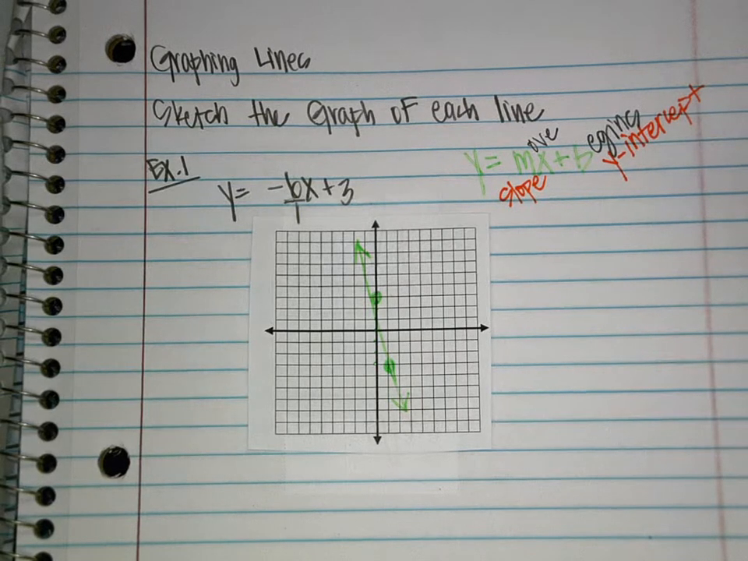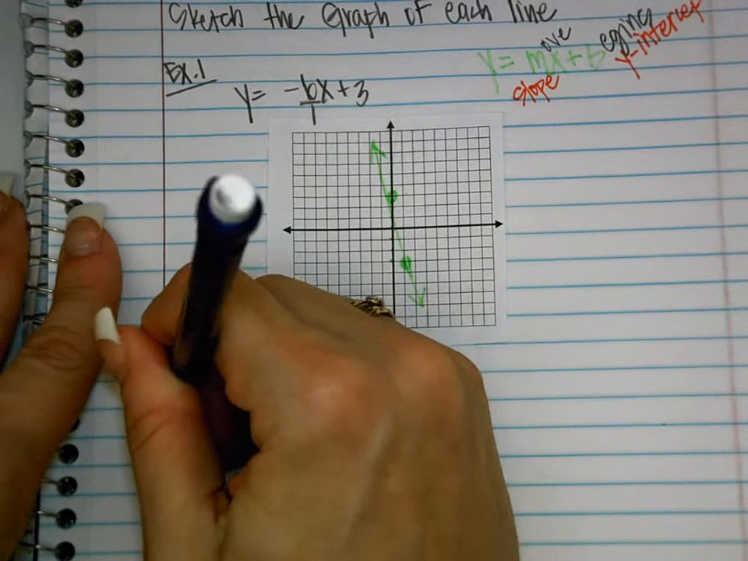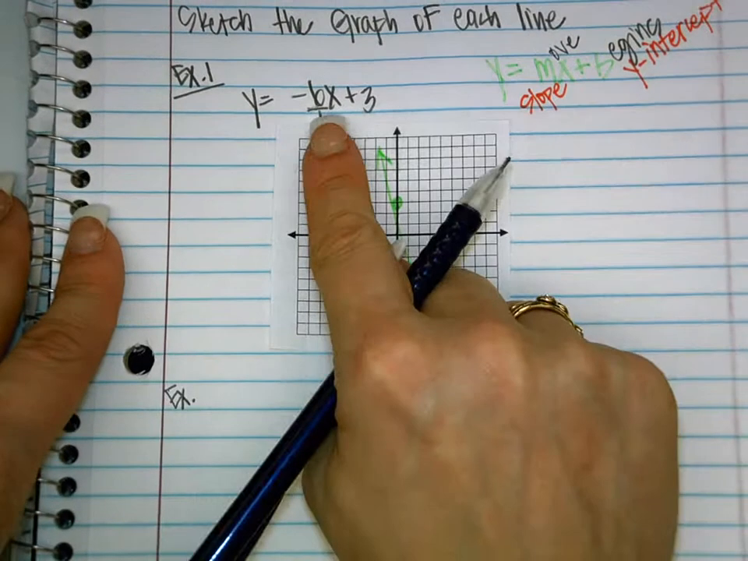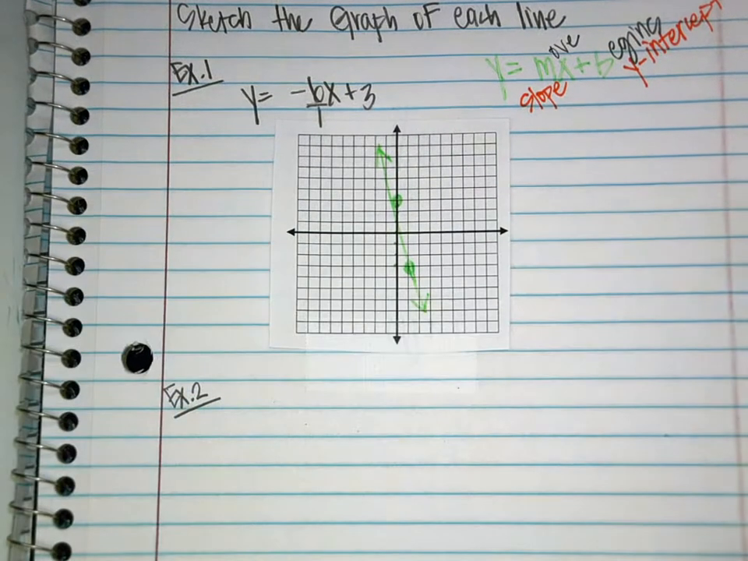Questions on how I did that? That's how we graph a line. If there's a whole number, you would always put a 1 underneath it. What if it was a fraction? I'm going to show you.